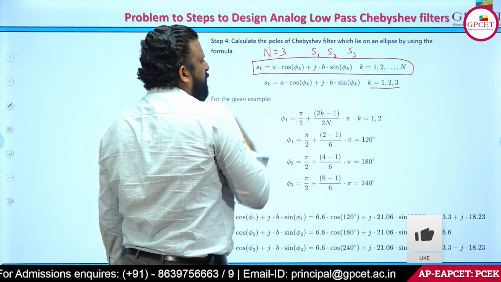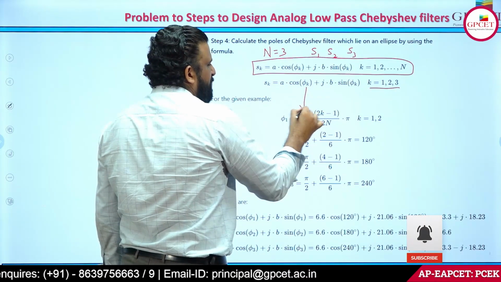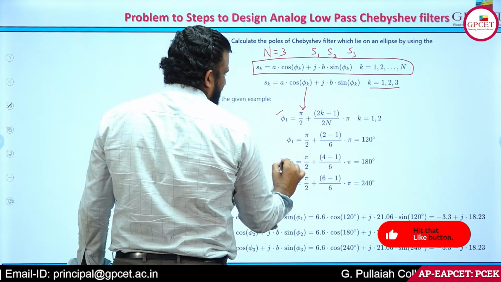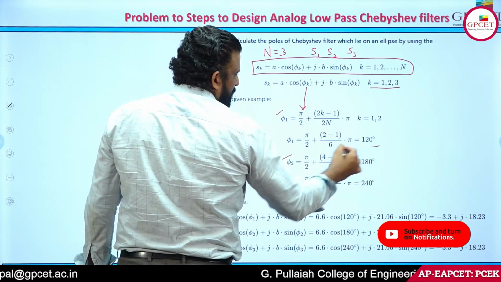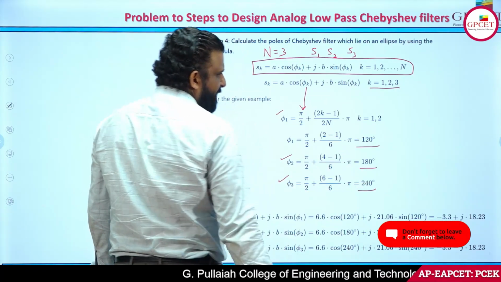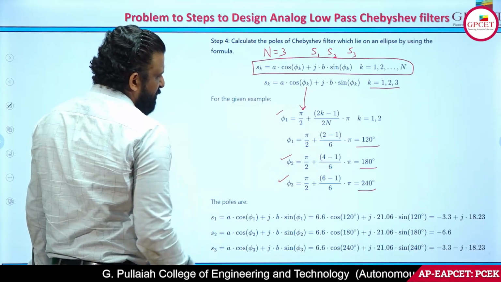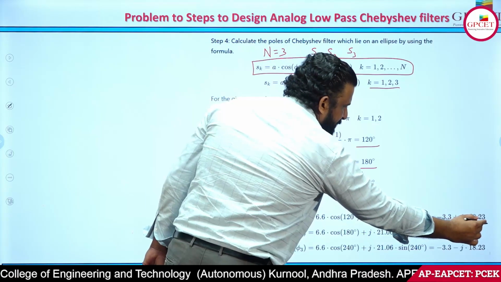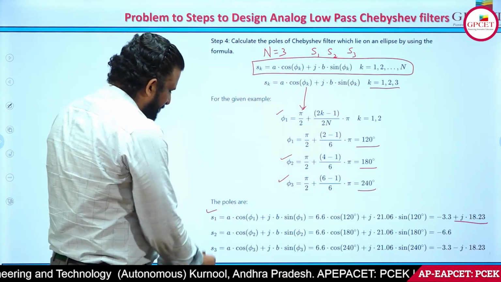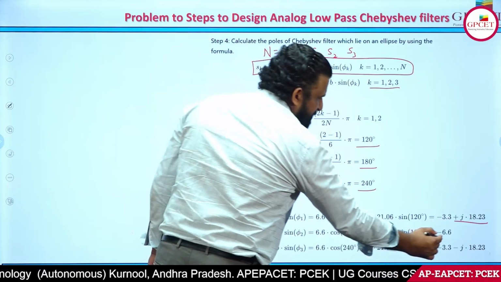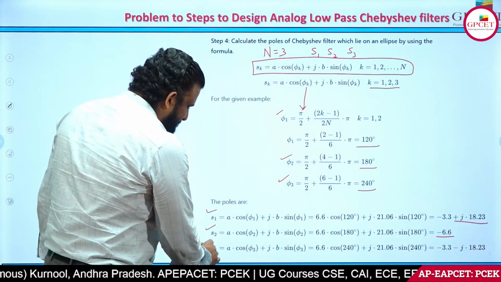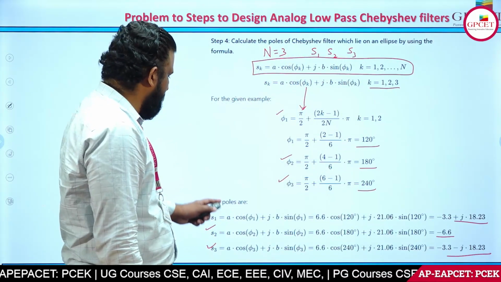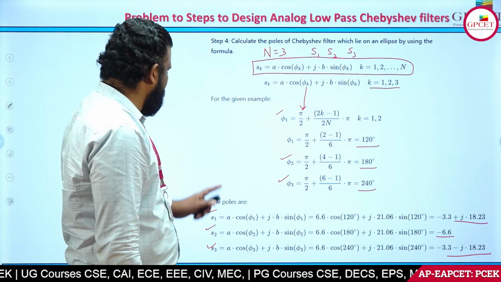Before finding the value of poles, we need to find out the value of phi k. How many phi k do we need to find out? That is 3: phi 1, phi 2 and phi 3. So we got the values 120 degrees, 180 degrees, 240 degrees. Now by using these values, S1 is equal to minus 3.3 plus j 18.23, and S2, substituting all the values, we get minus 6.6, and S3 is equal to minus 3.3 minus j 18.23. So we got 3 poles, that is S1, S2 and S3.